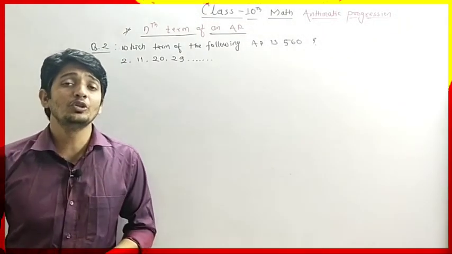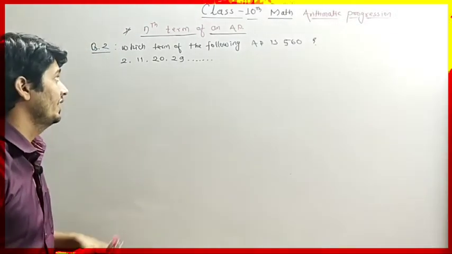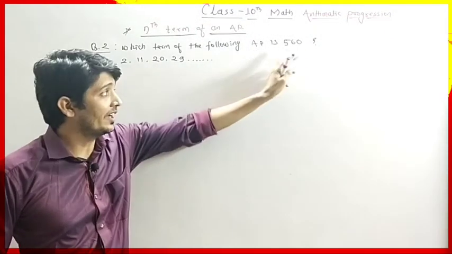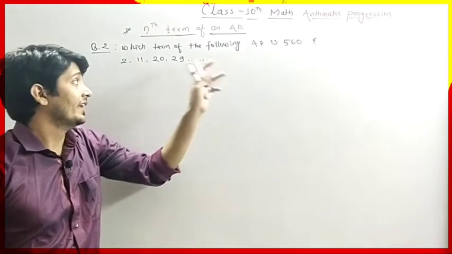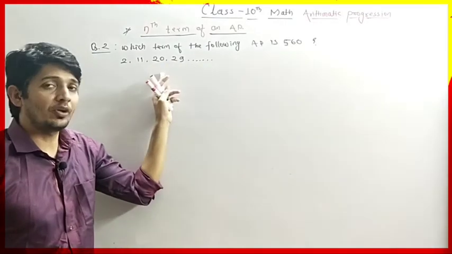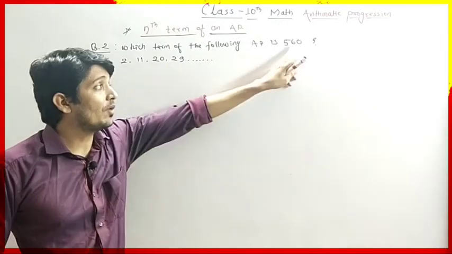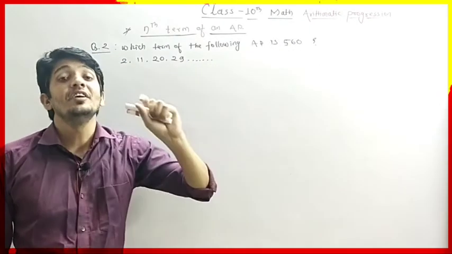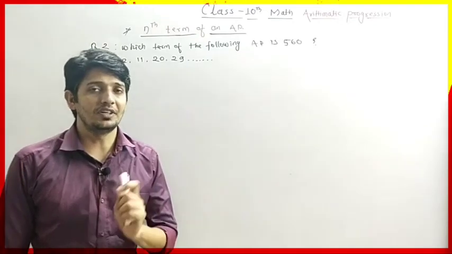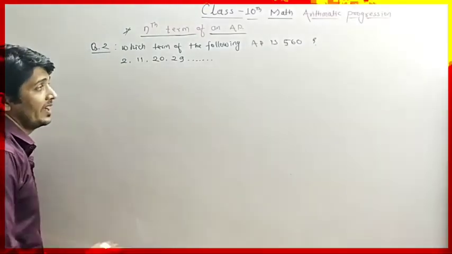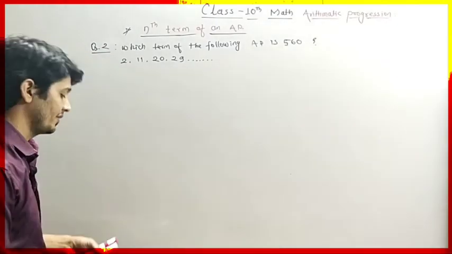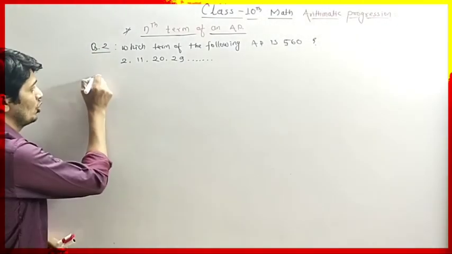Now we are going to solve the second problem. Okay, the problem says: which term of the following arithmetic progression is 560? That means this is the arithmetic progression and we will find 560 in it, but we have to find 560 is which number of the term. Actually, at which position this term will come, we have to calculate that number. Okay, so the solution.